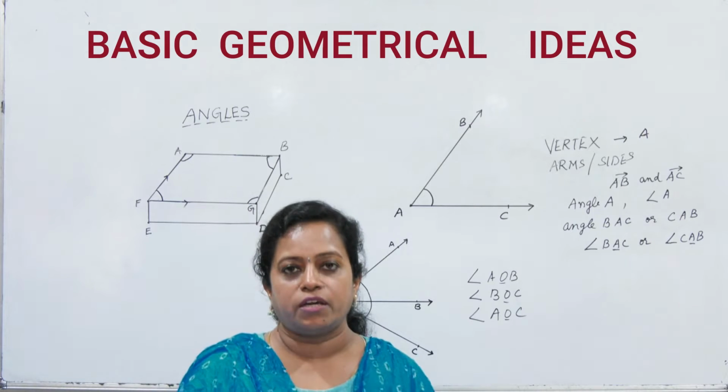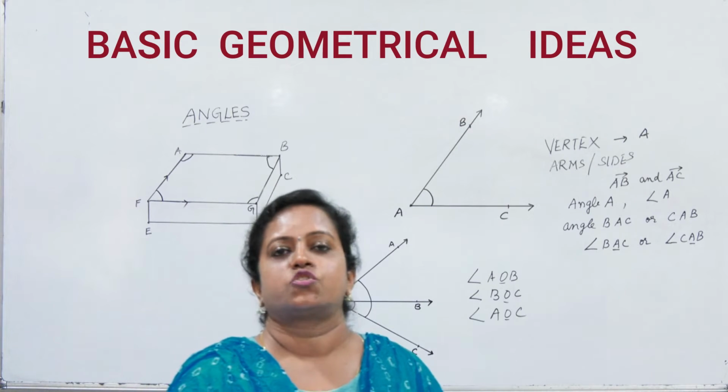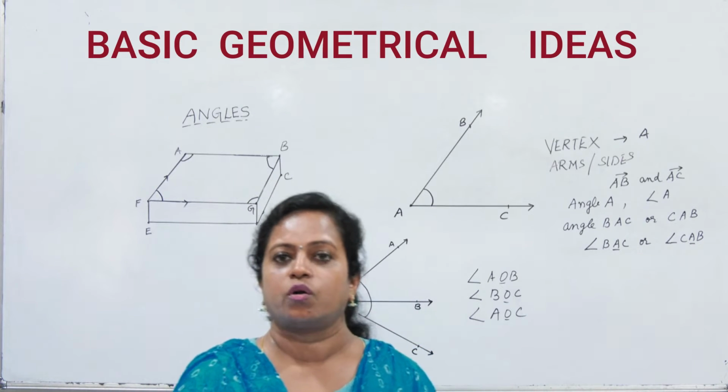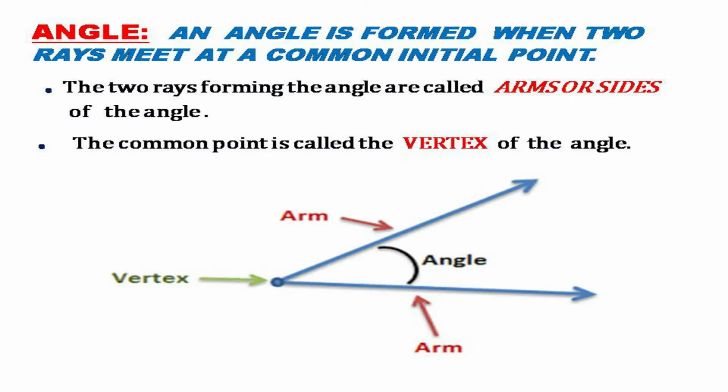So children, today we have learnt about angles. So let us again summarize what all we learnt about angles. An angle is formed when 2 rays meet at a common initial point. The 2 rays forming the angles are called arms or sides of the angle. The common point is called the vertex of the angle. In the figure you can see the common point, which is the vertex, and the 2 rays which are called the arms of the angle.